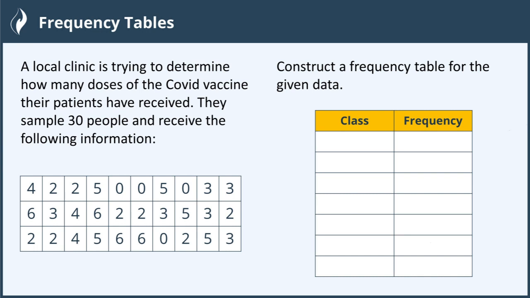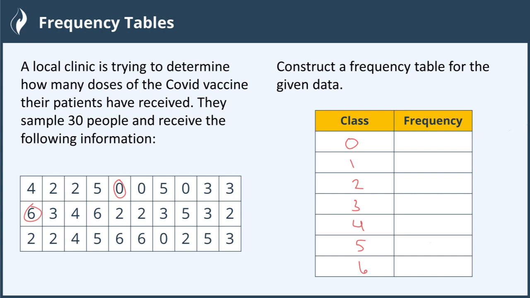The first thing that we want to do is go through and see that our smallest value is 0 and our largest value is 6. So we're going to fill in our classes listing each value from 0 through 6. We don't want to skip any because then it will not be a complete table. So even if there are any numbers of vaccine doses that somebody didn't receive, we still want to include everything. Next, what we want to do is figure out how many of each.